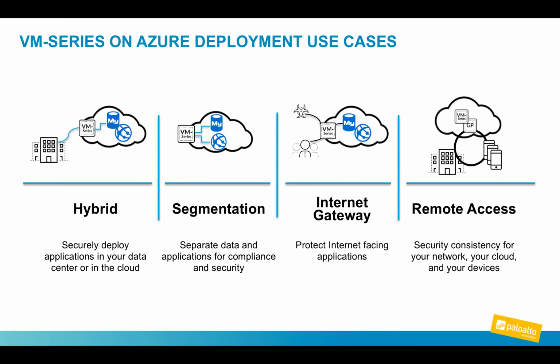So here is what we see as the most common use cases for the VM Series in the cloud. First, we have hybrid. The VM Series can secure traffic between your on-premise environment and your cloud networks. We then have segmentation, where the VM Series can secure traffic moving laterally within your cloud environments. Third, we have internet gateway, so we can protect public-facing applications such as a web server with the VM Series. And lastly, the VM Series can extend its prevention capabilities to remote users and mobile devices by leveraging GlobalProtect.